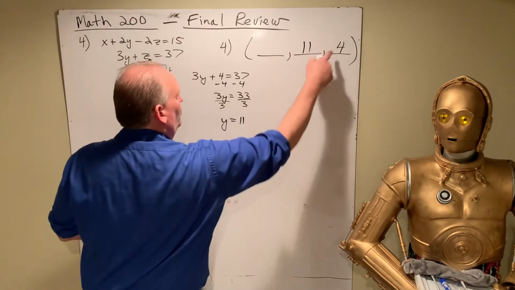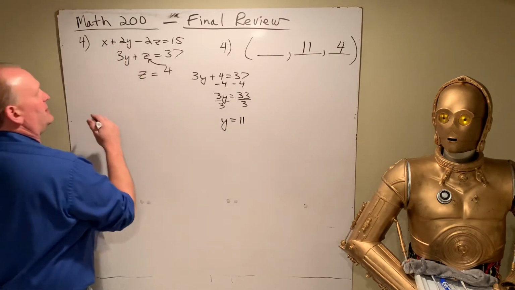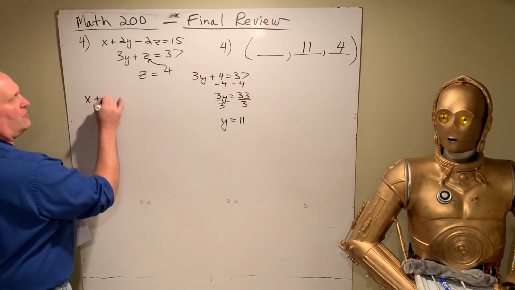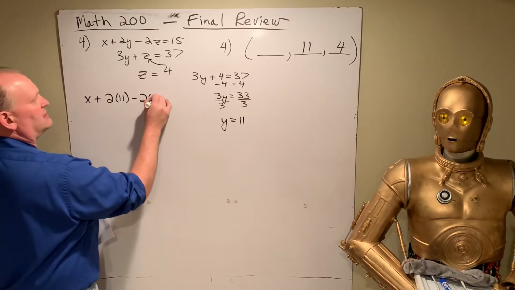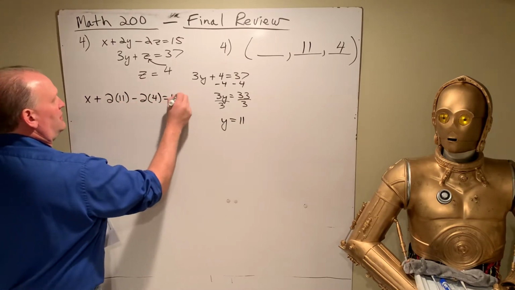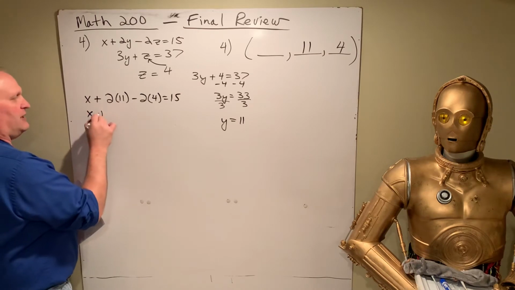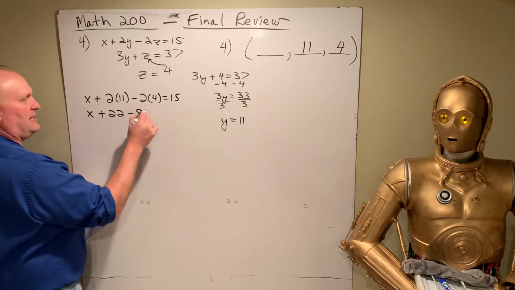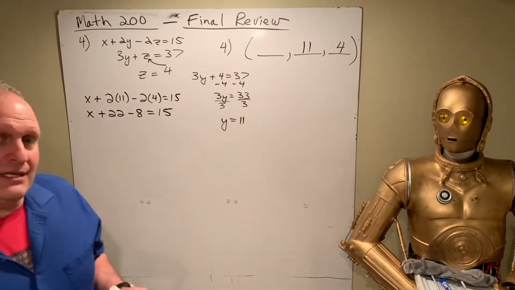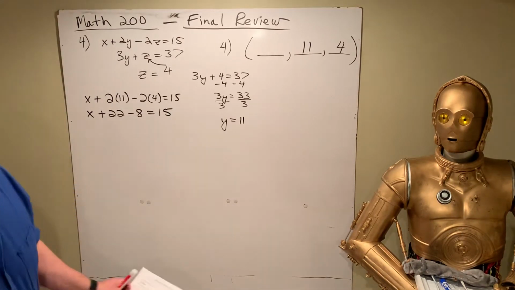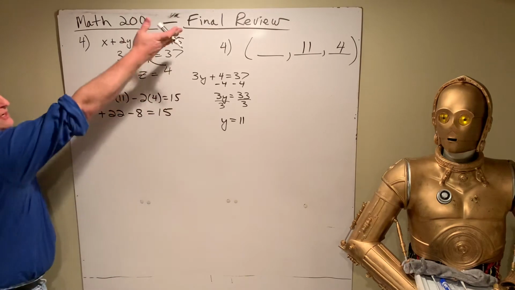We're going to take the 4 and the 11 now and sub it into that. So we have x we don't know, but we know y is 11 and z is 4. And now we got x plus 22 minus 8 equals 15. And I don't know if anybody remembers this, but at the very beginning of the year, I said you're going to be solving equations all the way to the end. Here we are at the final review.